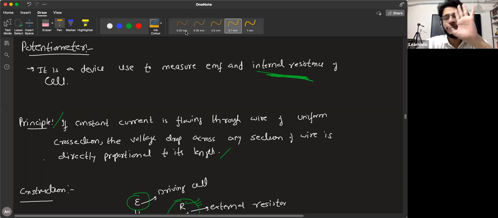They deleted the easiest part of the syllabus, like meter bridge and potentiometer were the easiest and the scoring portion.